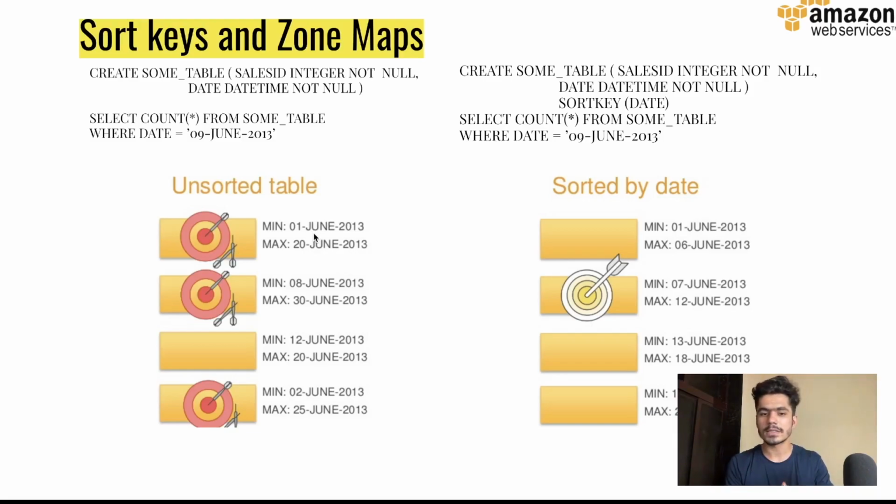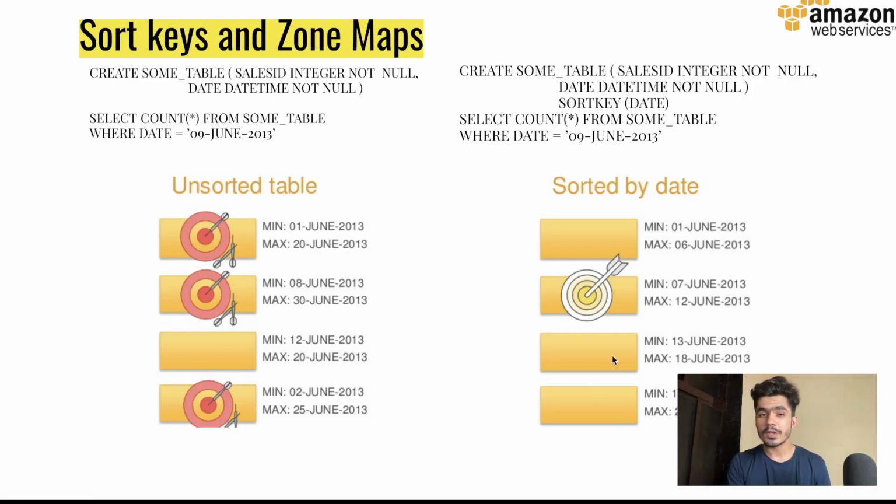So it might have data such as 1 June, 3 June, 8 June till 20 June, because that is the maximum value. So the chances of getting our 9 June may be in these three blocks marked with the red arrow: between 1 June to 20 June, 8 June to 30 June, and 2 June to 25 June. So there are chances. Whenever we run the query, it will go first into this block. If it finds the data, then it's good. But if it is not able to find the data, then it will go to this block and then to this block. So this is wastage of resources and it is not properly optimized.